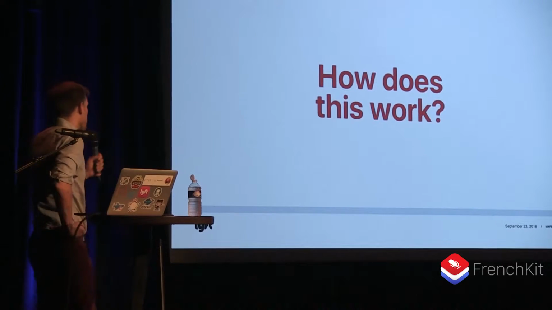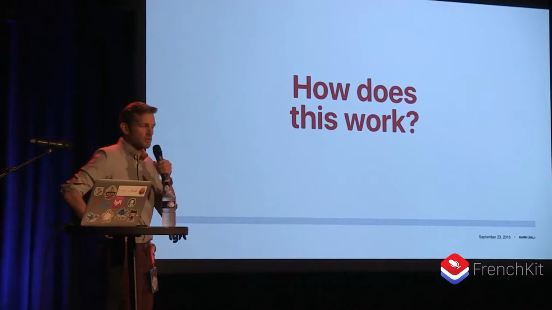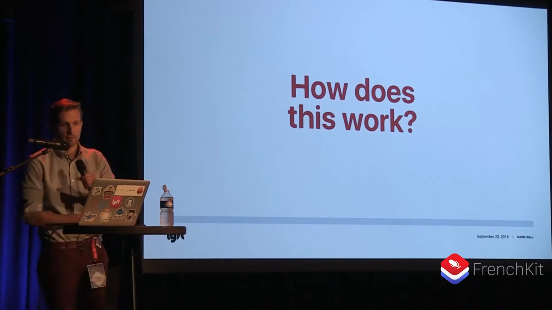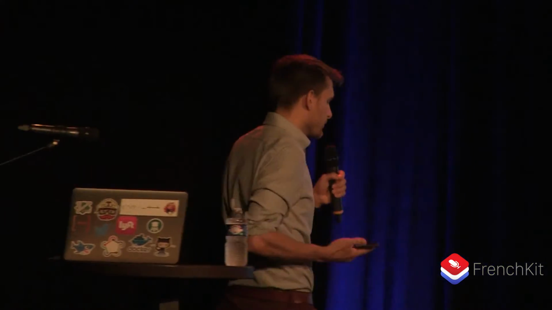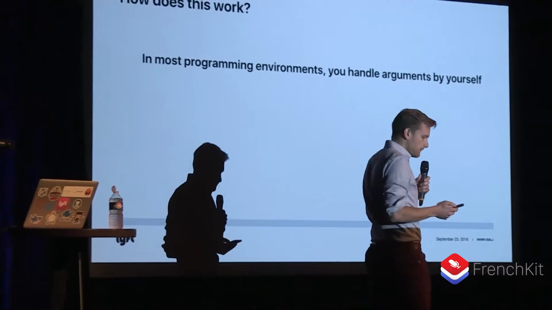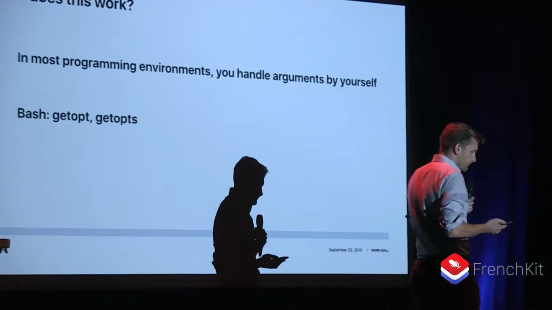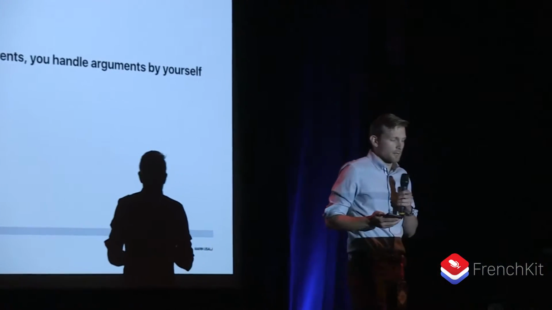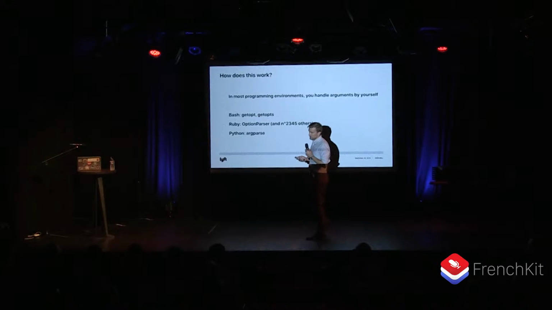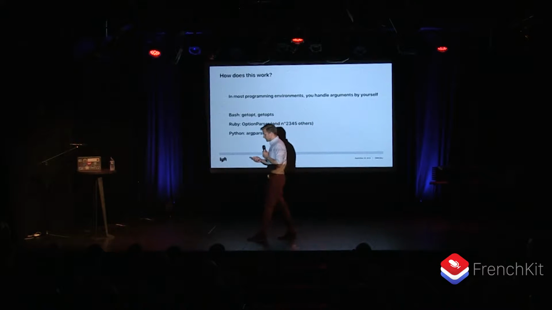So now you're thinking, how does this work? How do I change all this stuff? I didn't touch any code. In most programming languages, you handle the arguments yourself. In Bash, you have getopt or getopts. In Python and Ruby, you can use argparse or OptionParser.